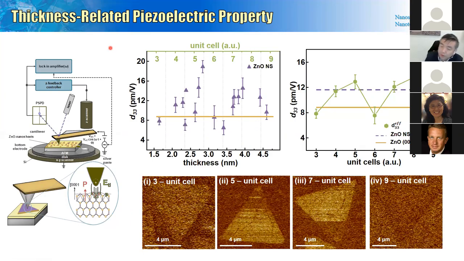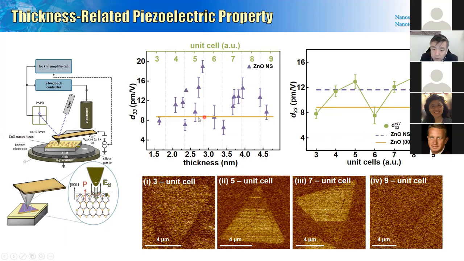So most recently, and this paper has just been published this year, we studied the piezoelectric property of zinc oxide. And piezoelectric study is one of the major research directions in our group. One of the motivations for us to make zinc oxide is to use its piezoelectric property. So here we use PFM, optimizing the interface interaction to separate the polarization from the surface charge artifacts. And we measured the D33 for multiple nanosheets that we were able to make with different thicknesses, from 1.5 nanometers all the way to 4.5 nanometers.